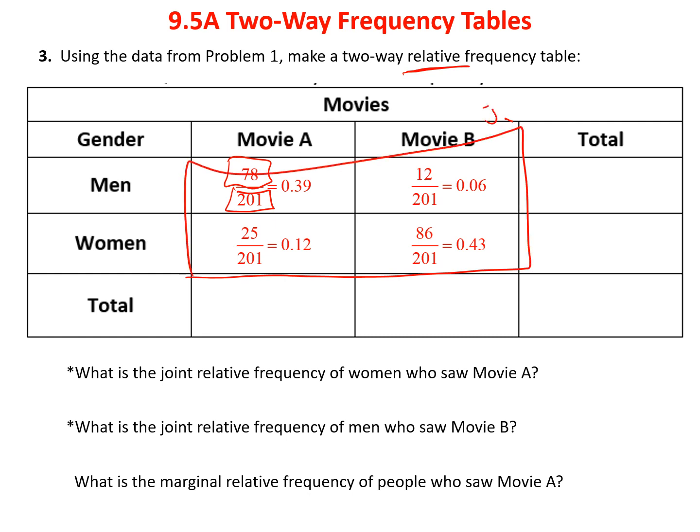This would be my joint relative frequency. Relative says I divided it by the grand total. Now we can also do the marginal relative frequencies.